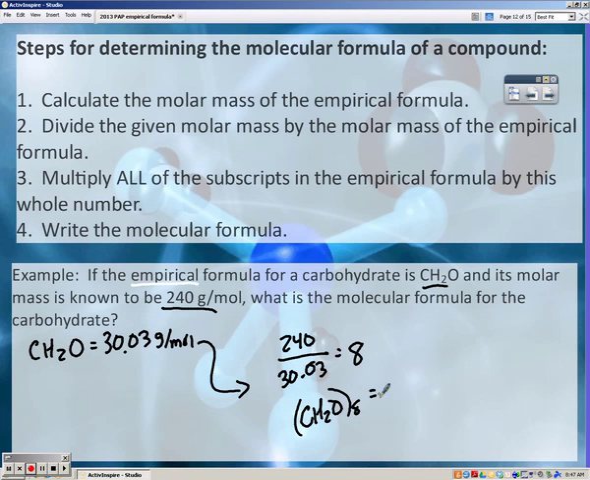So then step 3 says multiply all of the subscripts by that whole number. And then write your molecular formula. So C8, H16, O8. Notice they have to have the same ratio of elements as the empirical does.